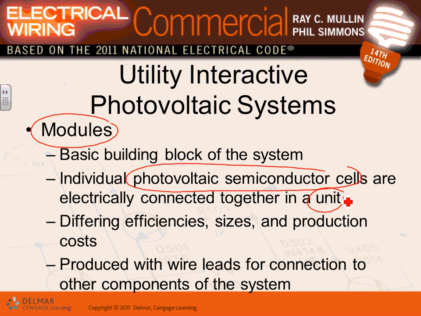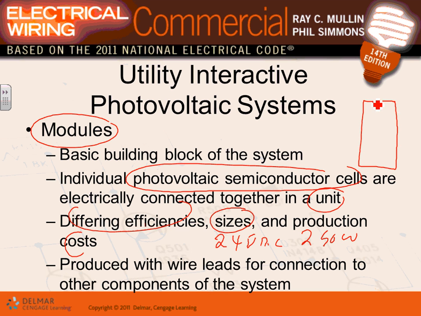They are different in sizes and in cost as well as in efficiency. So you say one of them is 24 volt DC at 250 watt. You can buy them at different DC voltages and different wattages for each one of these panels, okay? Each panel looks something like this, and it comes with a positive and a negative.